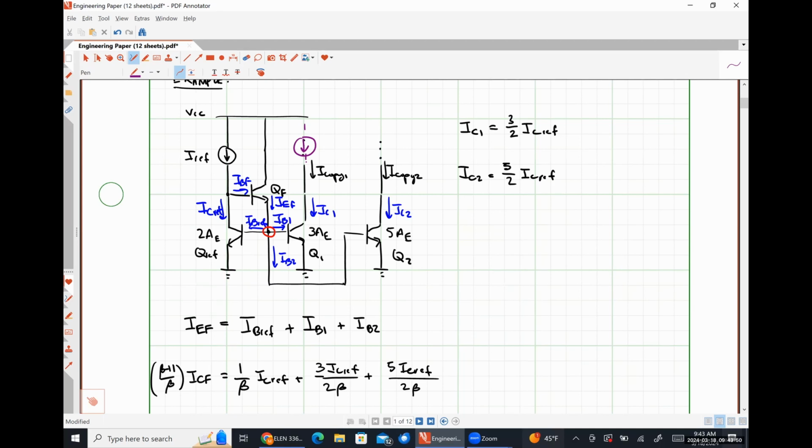So if I labeled this guy Q1, this guy Q2, and this guy Q3, so that none of them are labeled explicitly as the reference, is that going to change my KCL relationships or my KVL relationships or anything like that? No, sir.